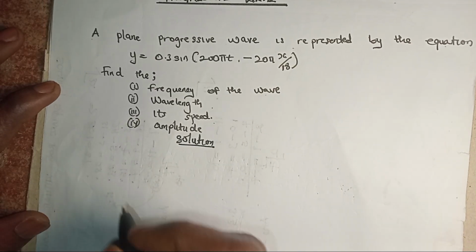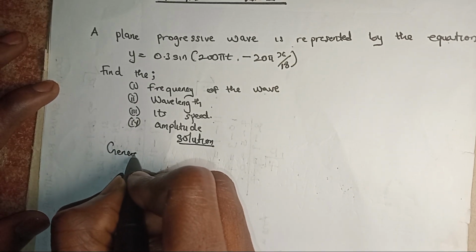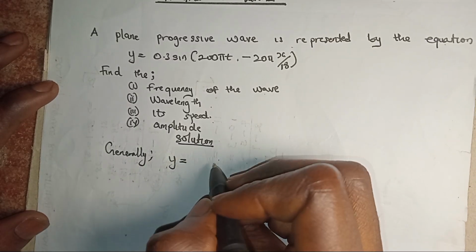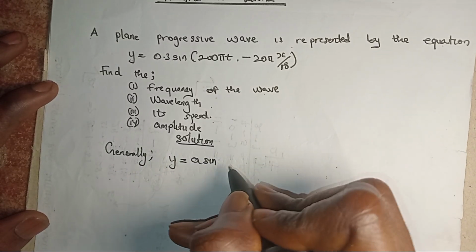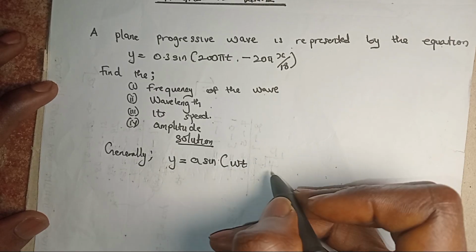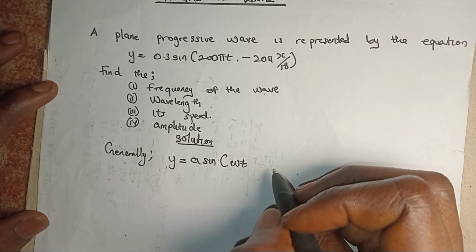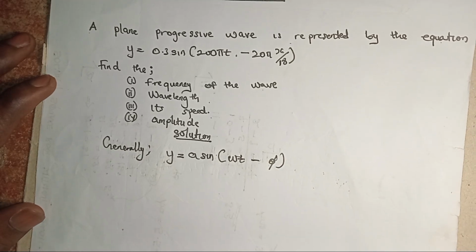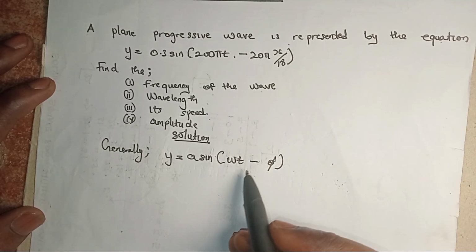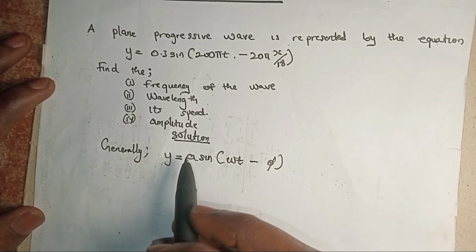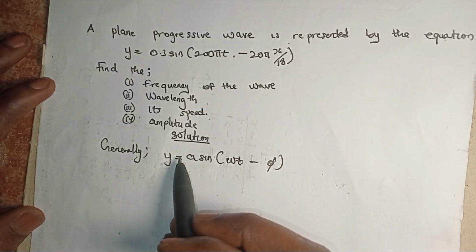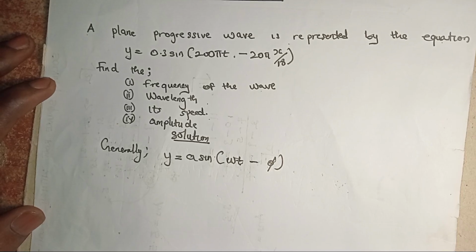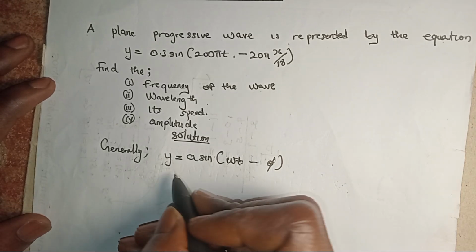Generally, you know that from the progressive wave equation, we have y equal to A sin(ωt − φ), where ω represents the angular velocity, φ is the phase angle, and t is time. A represents the amplitude, while y represents the displacement. You know what sine means? It is the sine of the angle. So A is the amplitude.